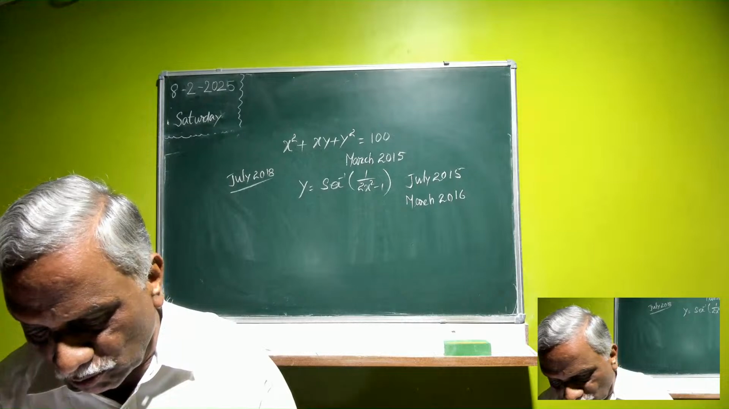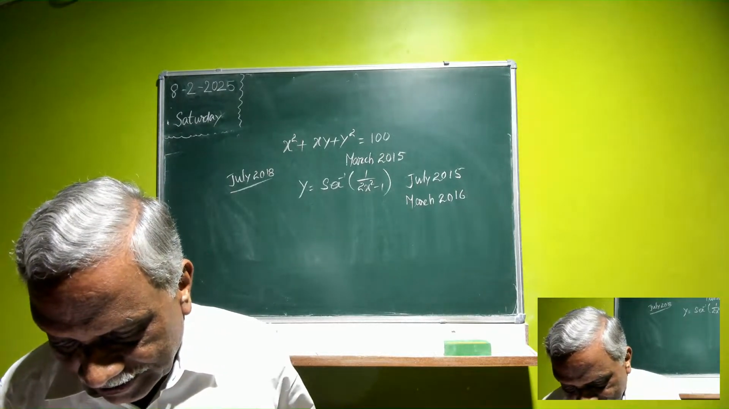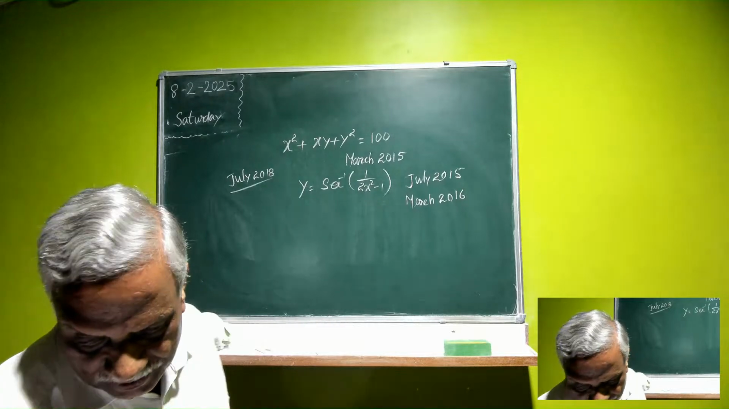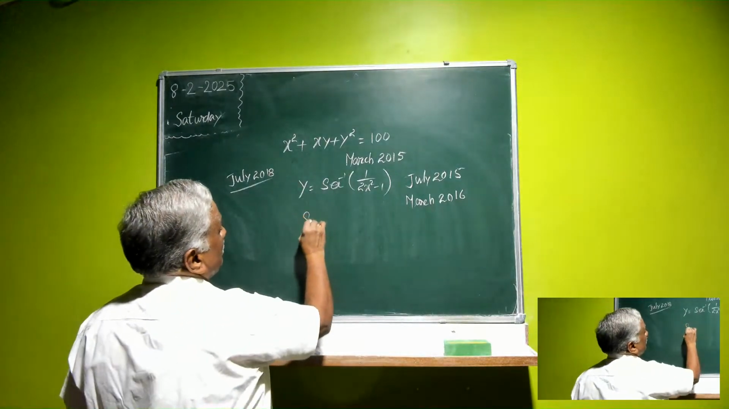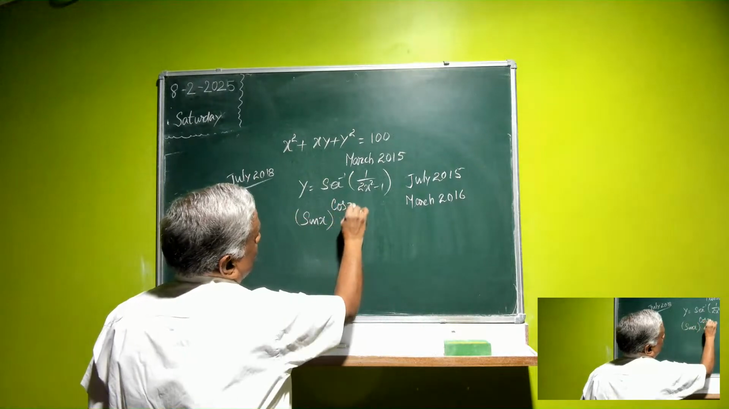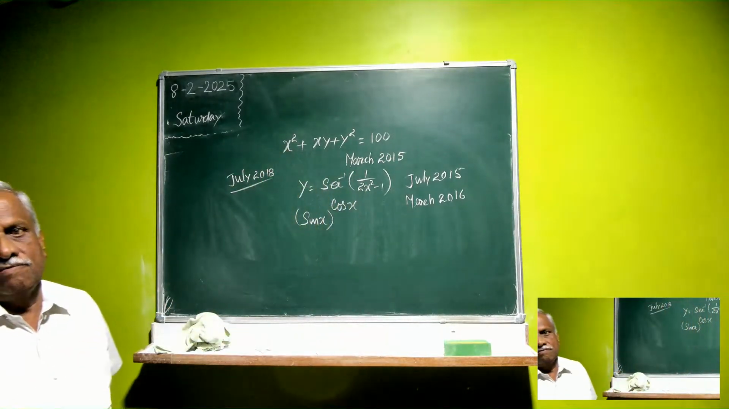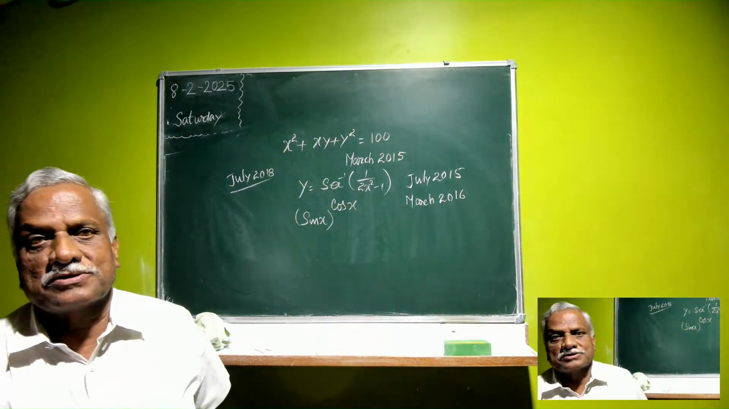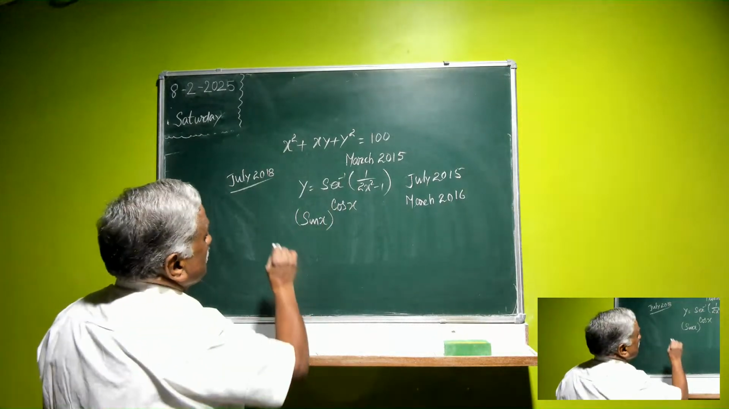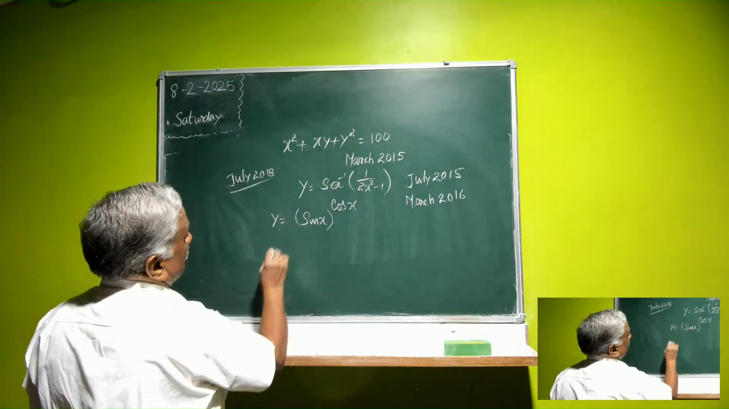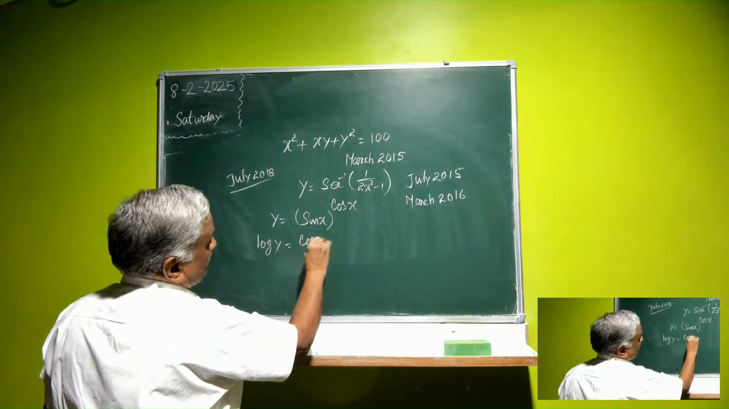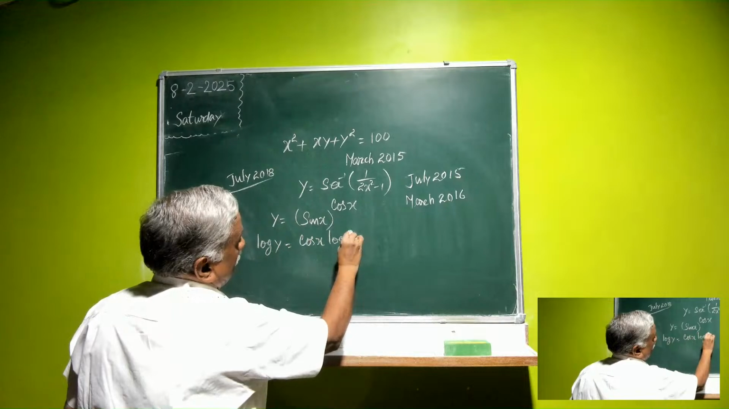Okay. Now we'll move on to the next question in July 2018. Differentiate sin x to the power of cos x. We have got sin x to the power of x or x to the power of sin x. This is sin x to the power of cos x with respect to x. So call this problem as y. Same thing, apply logarithm. Cos x log sin x.